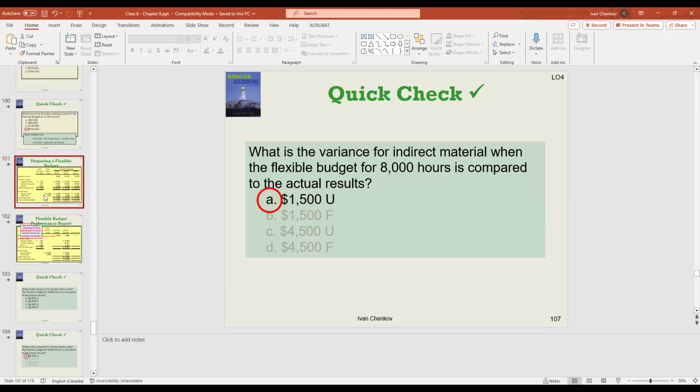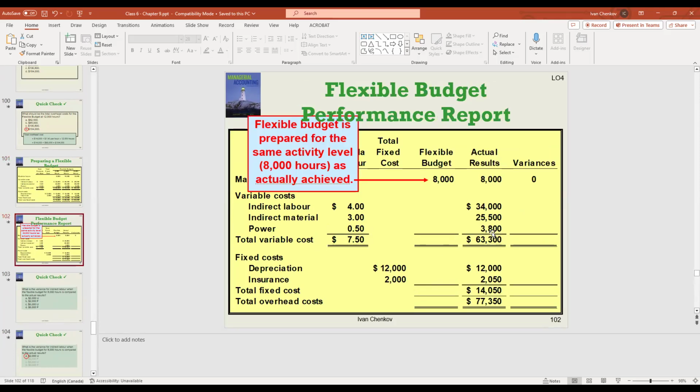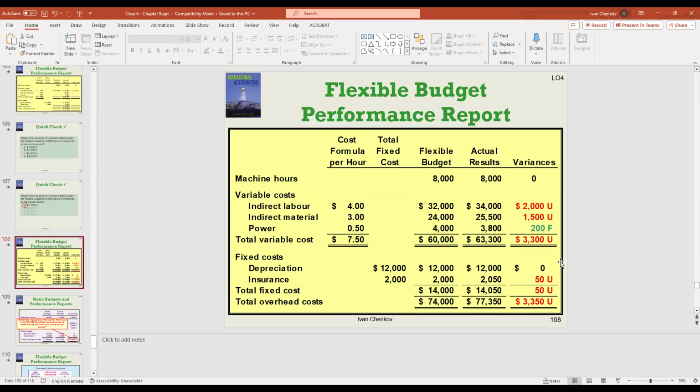Okay, how about power? For the power, we are anticipating in our flexible budget, if we use the machine for 8,000 hours, to spend $4,000. In reality, we're spending $3,800. Is that good for us or bad for us? Good for us. So how much is it? How much good is it? 200. 200 favorable or unfavorable? Favorable, correct. So in reality, that's what's happening.